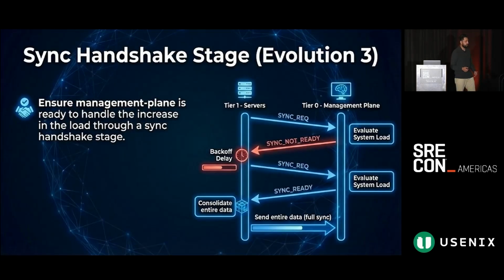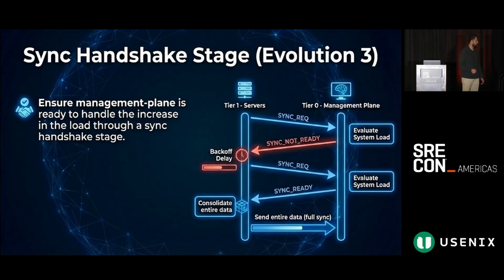So that's when we knew that we needed some form of flow control, which brought in the third evolution, which was the sync handshake stage. In this stage, the servers, on connecting to the management plane, instead of sending over their entire data, would just check in with the management plane on whether they could send their data. So the workflow started looking something like this.